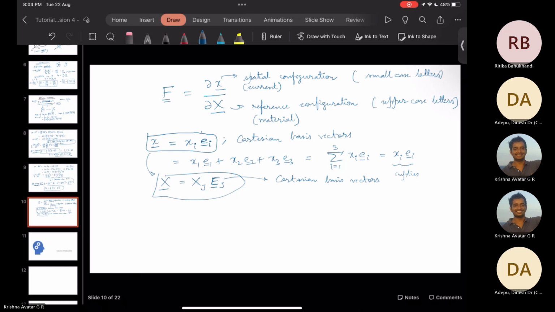Now, when we have F equal to partial x with respect to capital X here, this can be written as partial of xi divided by partial of X capital J, times e_i tensor E_J.